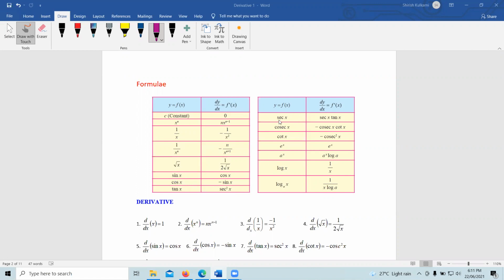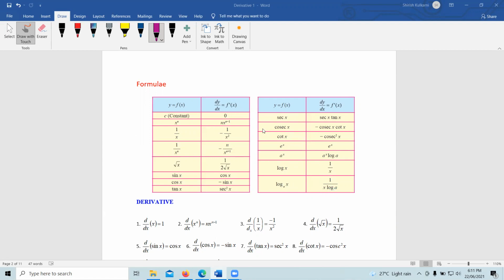Then what is the derivative of sec x? Sec x tan x. What is the derivative of cosec x? Minus cosec x into cot of x. What is the derivative of cot of x? Minus cosec square x. The derivative of e raised to x is e raised to x. The derivative of a raised to x is a raised to x into log of a. The derivative of log of x is 1 by x. The derivative of log of x to the base a is equal to 1 upon x into log of a.